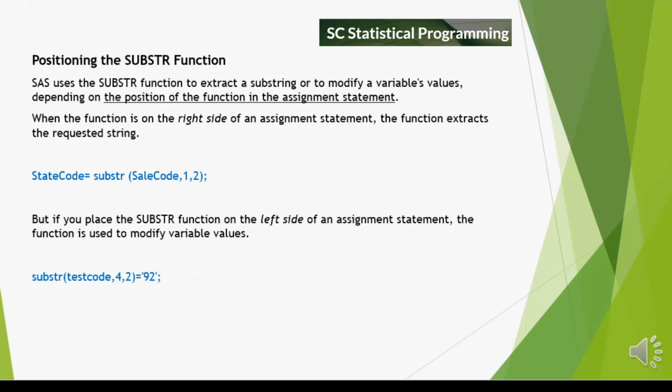So we can see SAS uses the SUBSTR function to extract a substring or modify variable values, depending on the position of the function in the assignment statement. When the function is on the right side of an assignment statement, as in this example code, the function extracts the requested string. And when the SUBSTR function is on the left side of an assignment statement, like what we indicated in this example code, the function is used to modify variable values.